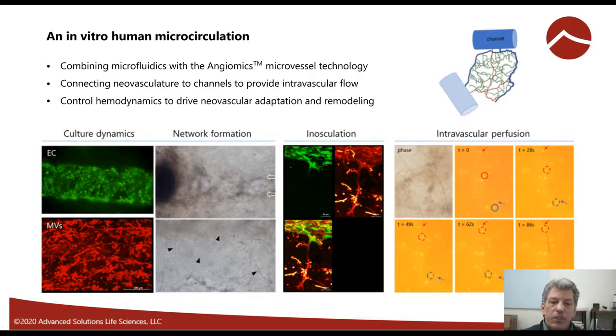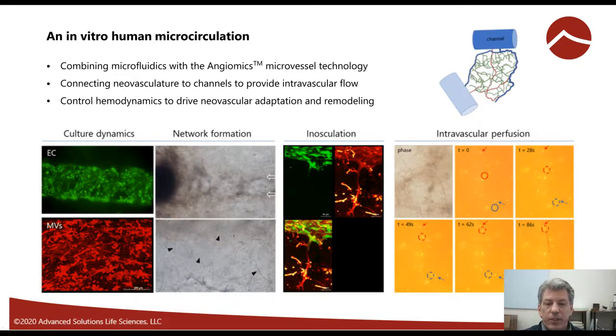And so on the images here on the left, the upper left corner is our endothelial cell line channel. On the lower left is a neovasculature that's grown up, here shown in red fluorescence. In the middle are phase images where the two open arrows highlight the walls of the channel, and adjacent to that is a network of microvessels that are formed.